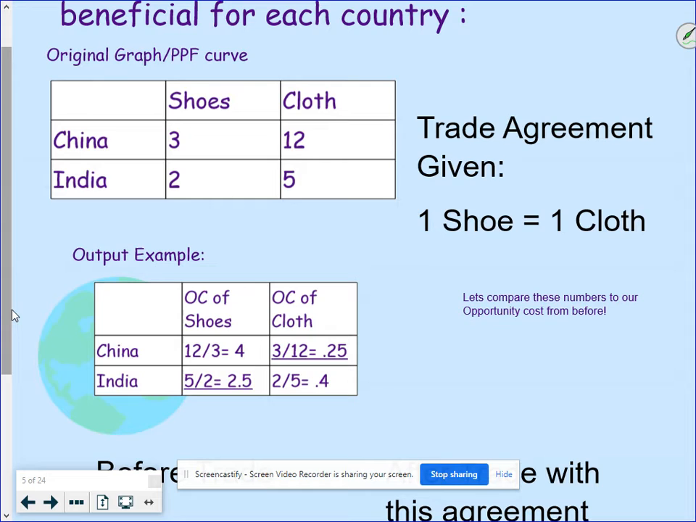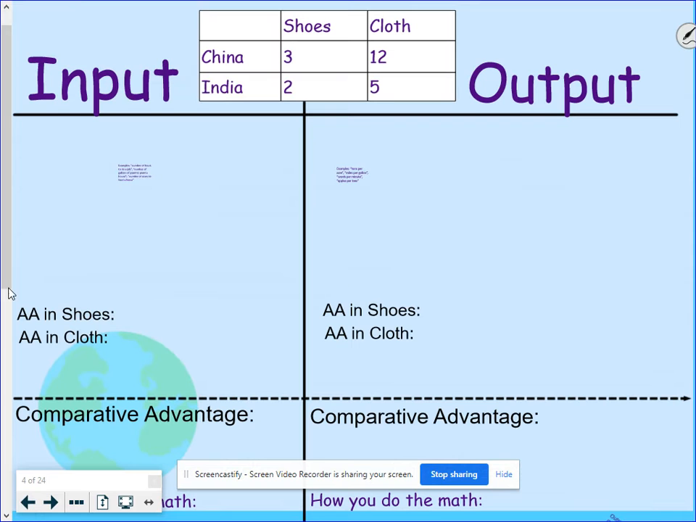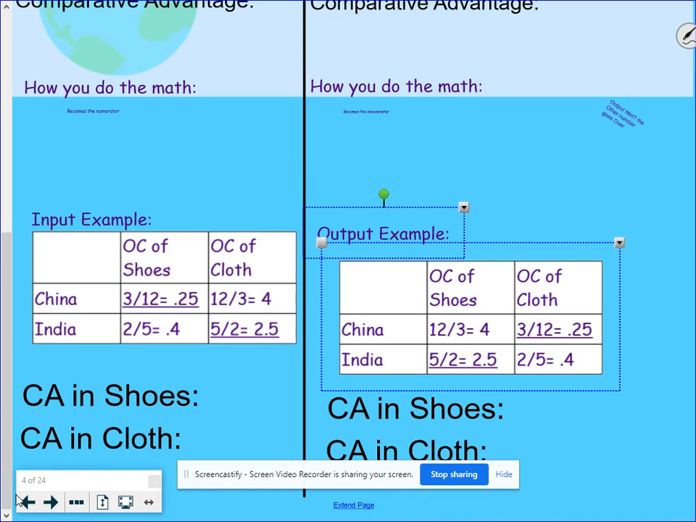So here's the output table that we worked on yesterday. And we figured out that India has a comparative advantage in shoes, and that's what they're going to make. And China has a comparative advantage in cloth because they have the lowest opportunity cost. So that's just the same math we did yesterday. We're just looking at this side of the table. I just copied and pasted it onto here.